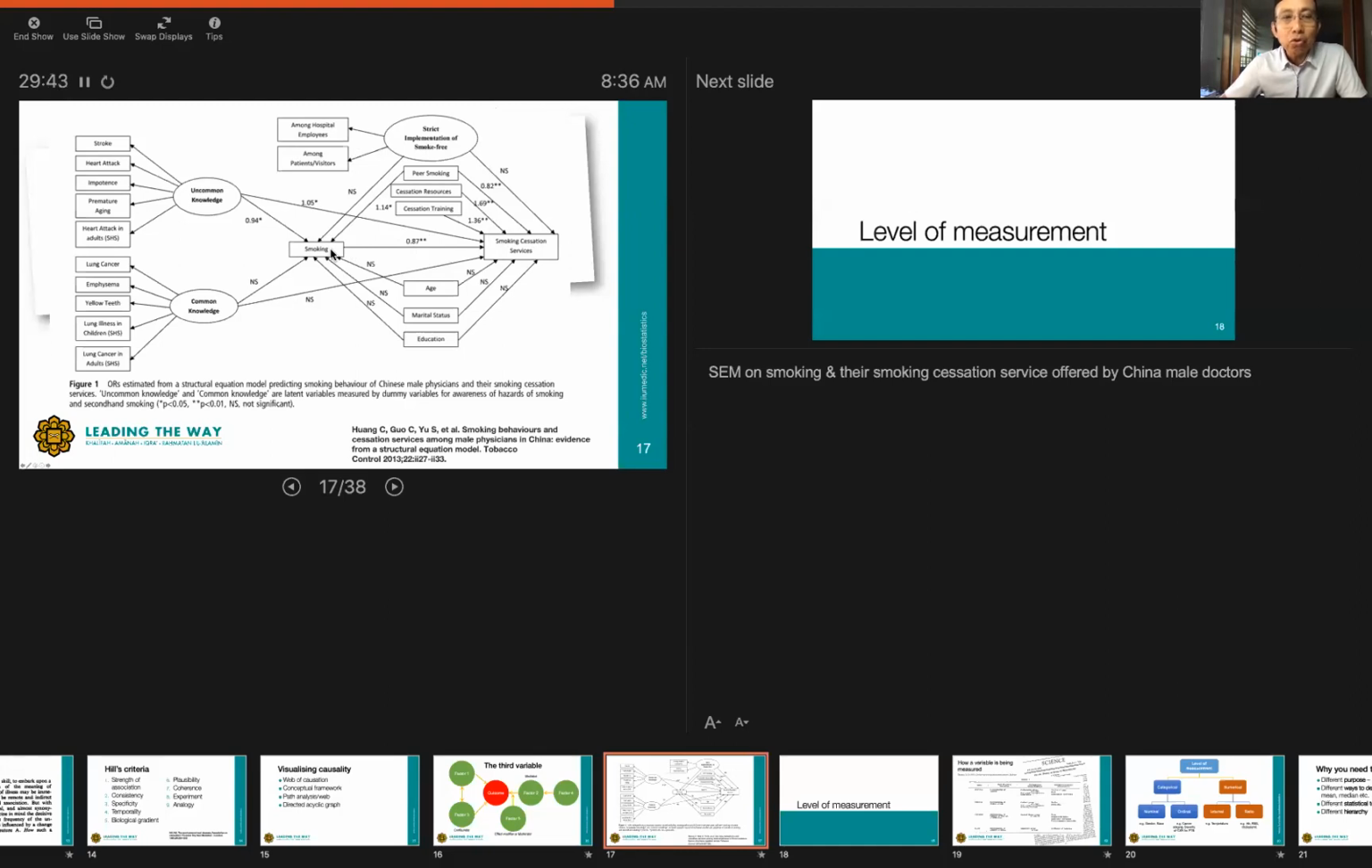Those who smoke are less likely. How less likely? 13% less likely, because 1 minus 0.87, you get 13%. So if you smoke, you are 13% less likely to prescribe smoking cessation to your patient. I hope you understand that one. I'm not going to go into detail.